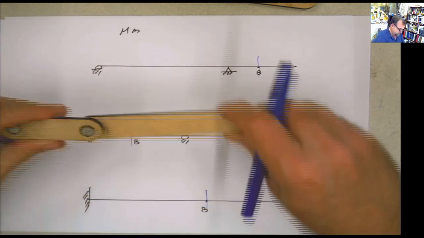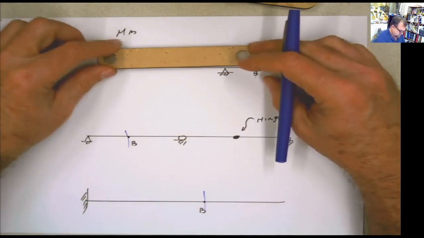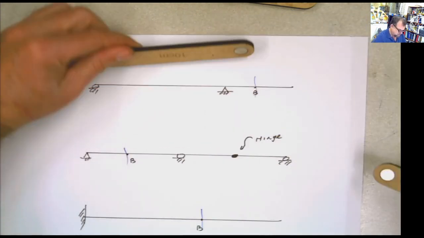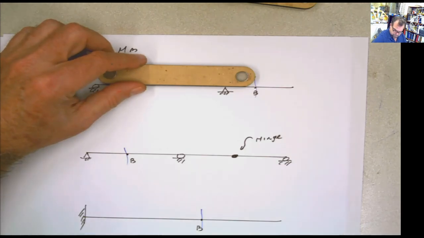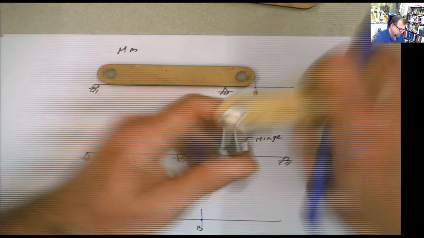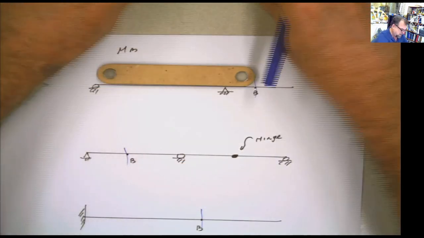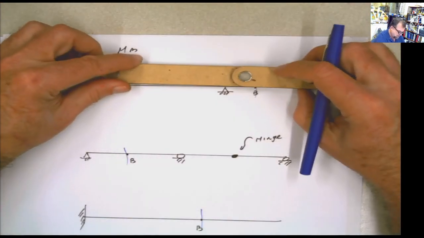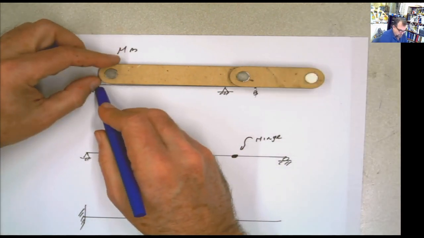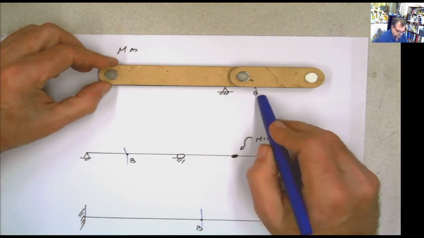Maybe something. And then, which one is this? 10 centimeters. Okay, and then I'm going to put a hinge because I have to release that moment. So I'm going to release the moment with a hinge. Where are you? Here, there you go, right there, hinge. And this is a roller here, this is a pin, and this is a moment.